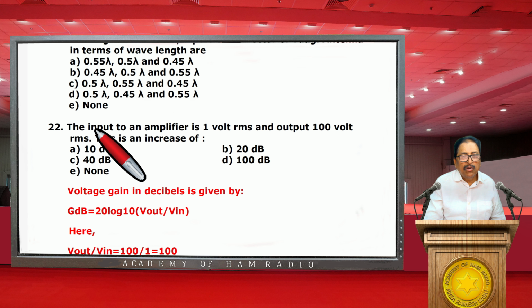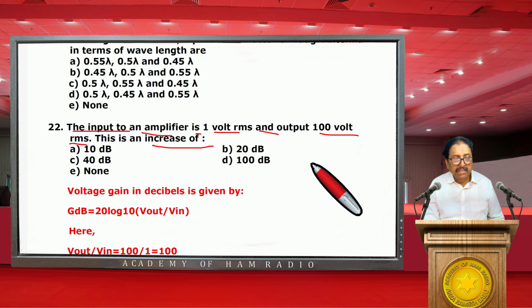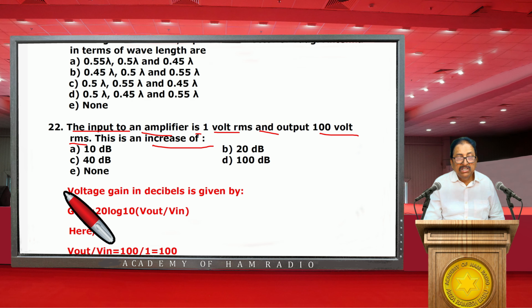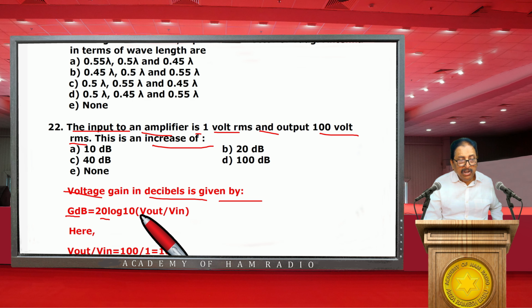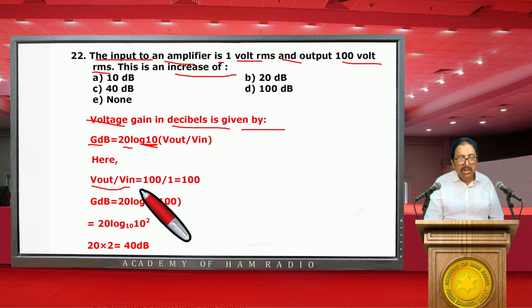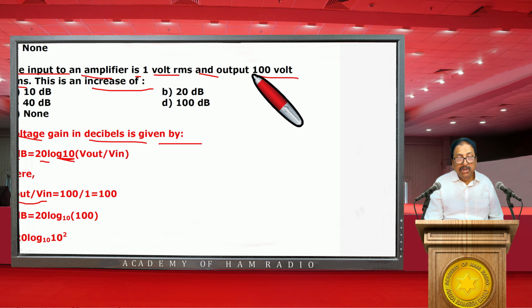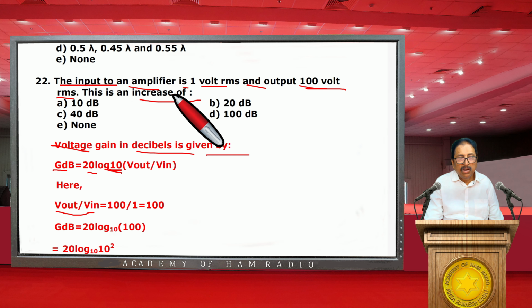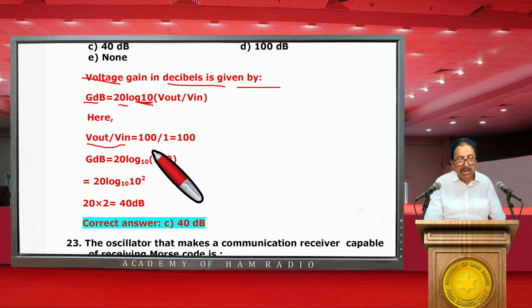The input to an amplifier is 1 volt RMS and the output is 100 volts RMS. To calculate the voltage gain in decibels, it is given by GdB equals 20 log V out by V in to the base 10. Here V out is 100, as given, and V in is 1. So 100 by 1 is equal to 100.